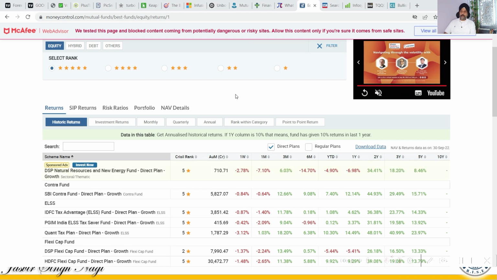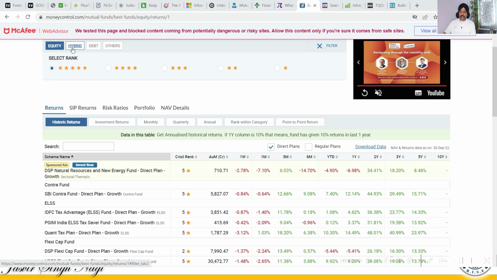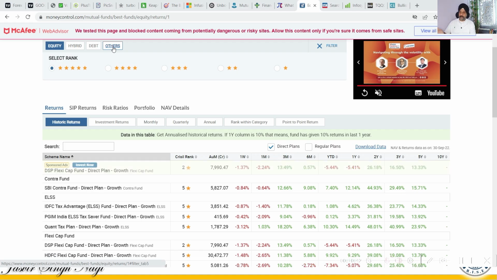Okay, so I'm at a site called moneycontrol.com. Anybody could subscribe to it, right? So I'm focusing now on the Indian ones. Now if you see what it consists of, there's an equity fund, there are hybrid funds, a debt fund, and then there are others, which would mean flexi, theme based, this and the other, right?